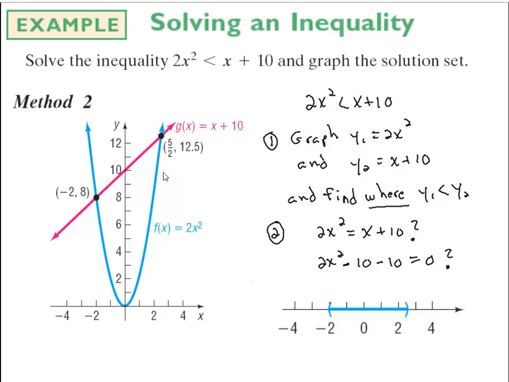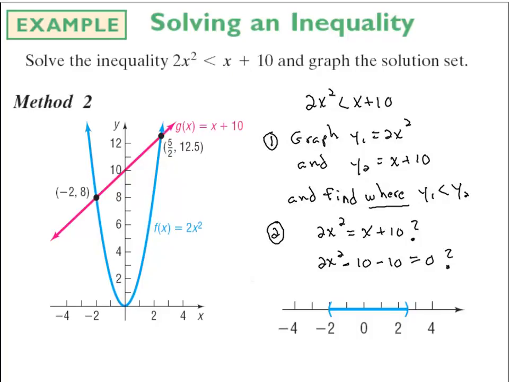So again, between these two points of intersection, the blue graph is lower than the red graph, and so we're solving this inequality. If I look outside these points of intersection, for example at negative 3, now the blue graph is greater than the red graph, and that's not what I want for this inequality. So those would not be my solution intervals.